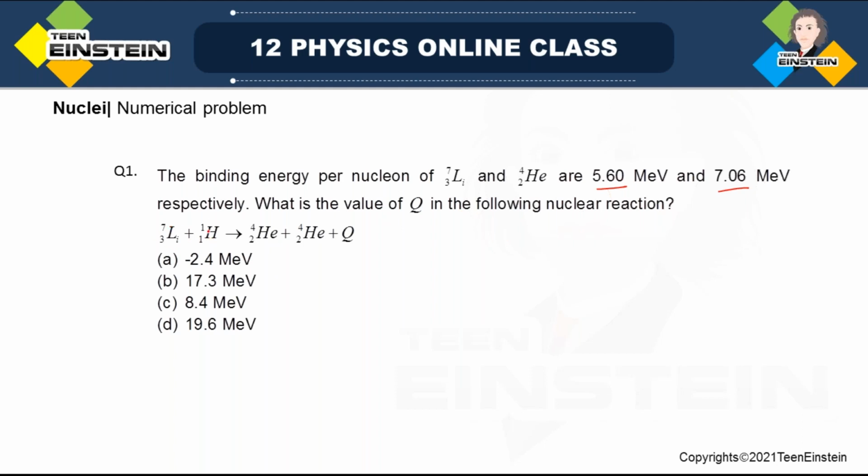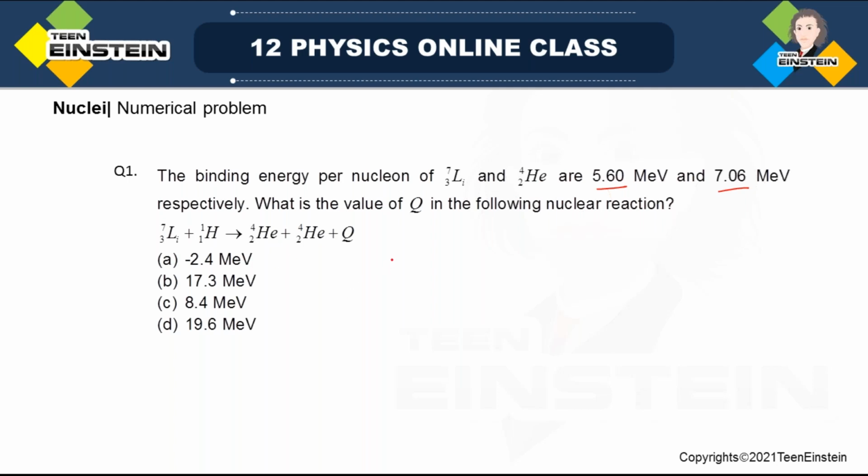So lithium and proton, they combine. That means you just bombard the lithium with a proton, then the lithium actually produces two helium nuclei. Okay, two helium nuclei. Now you have to calculate what is the Q value. So binding energy per nucleon of lithium and helium is given. So how to solve this problem?